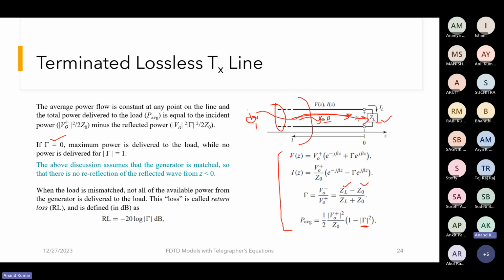And if gamma is not equal to 0, then some of the waves will be reflected back, and we call it return loss, because some of the waves are returned back towards the generator. This return loss is then defined as negative 20 log of mod of gamma, the voltage reflection coefficient, and this is usually given in dB. So this is the definition for return loss. Maybe I'll pause over here. If you have questions on this, else we'll move forward.